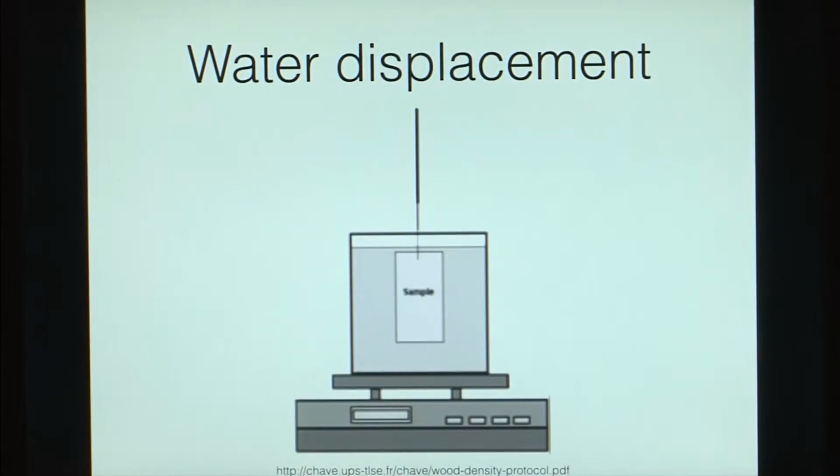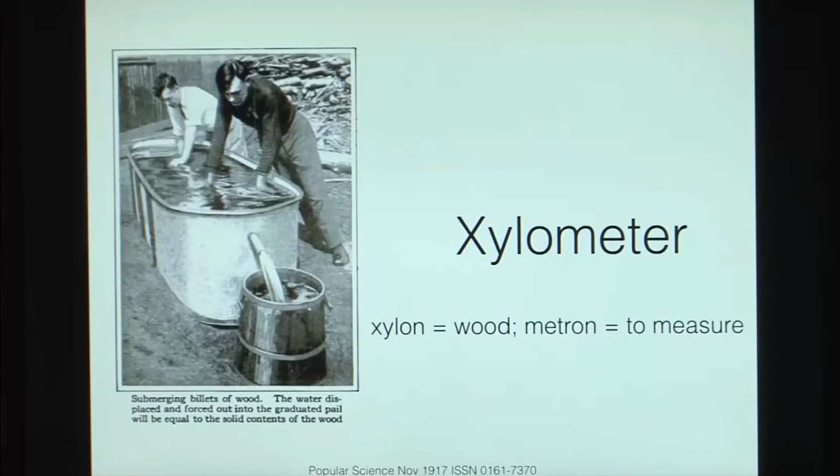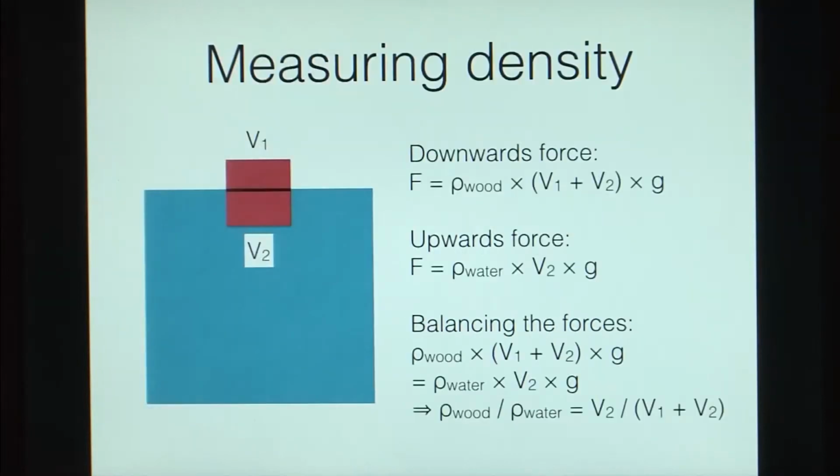Or else we can go for a water displacement method, in which our sample is pushed inside a liquid with a needle and its mass is measured. Or we can use xylometer, that is this device to measure the volume of wood. Or we can directly measure density by using the buoyancy laws and by balancing the forces.